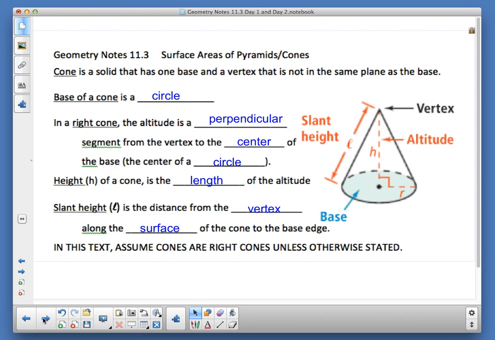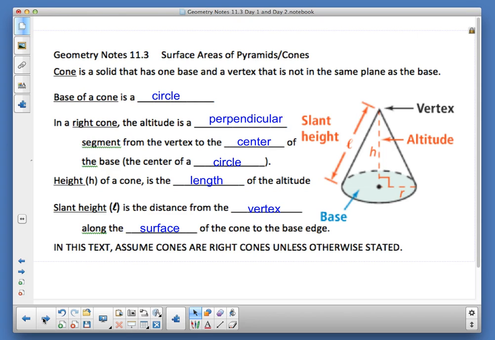Now, a cone is a solid that has one base and a vertex that is not in the same plane as the base. Okay, the base of a cone is a circle. In a right cone, the altitude is a perpendicular segment from the vertex to the center of the base, which happens to be the center of the circle. Height h of a cone is the length of the altitude. Now we've talked about this height and altitude kind of being synonymous in these right figures.